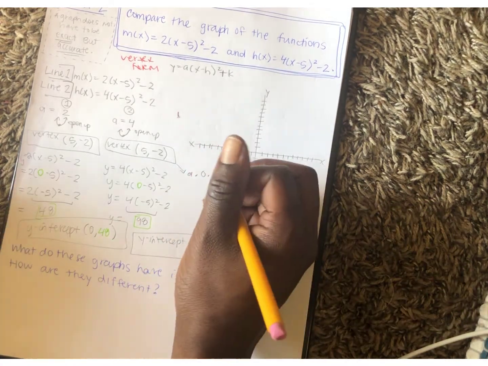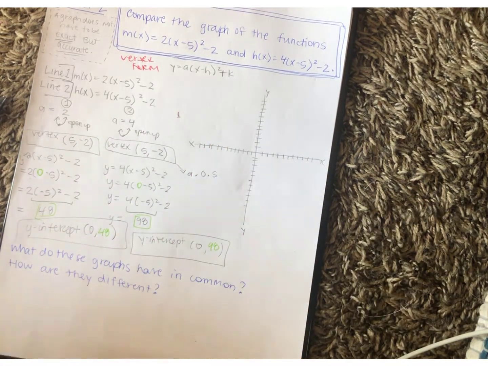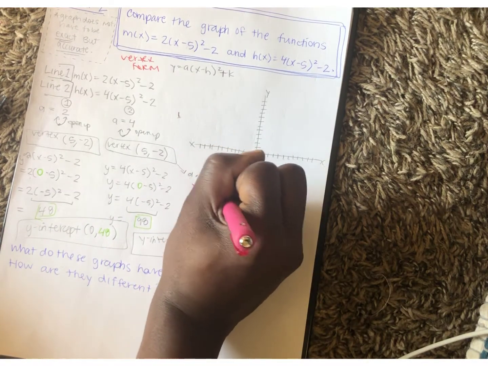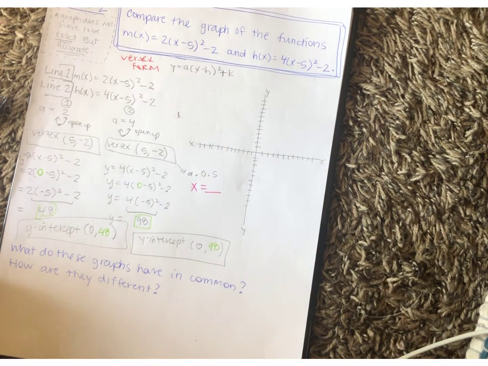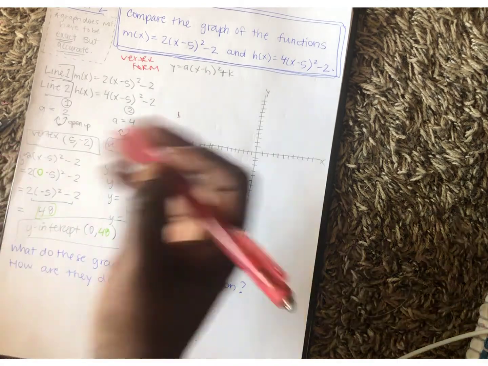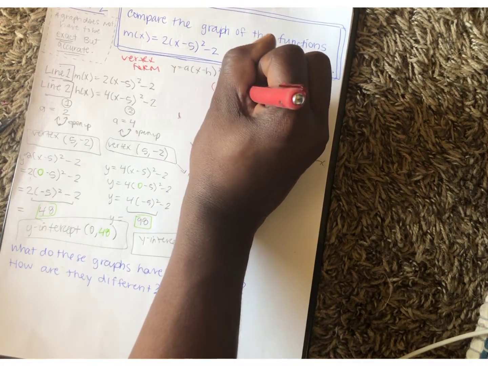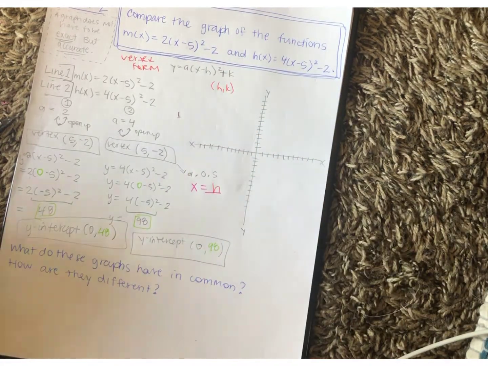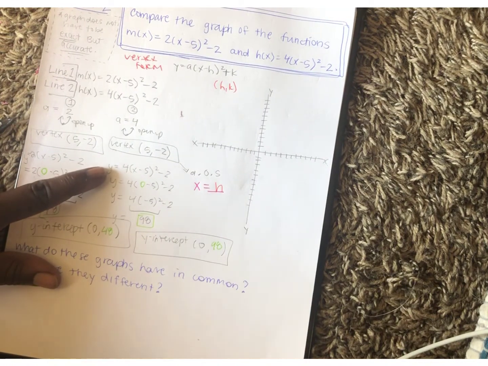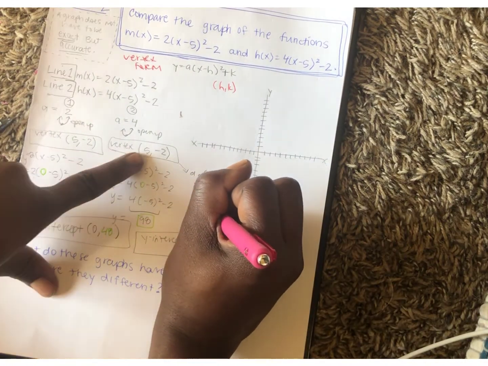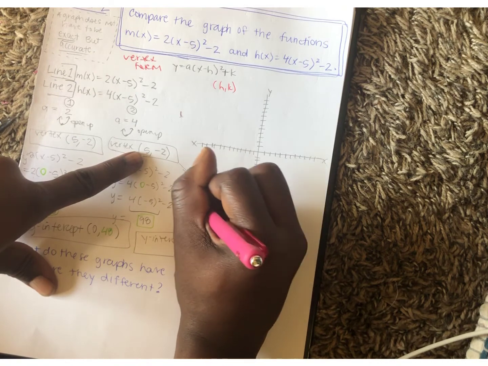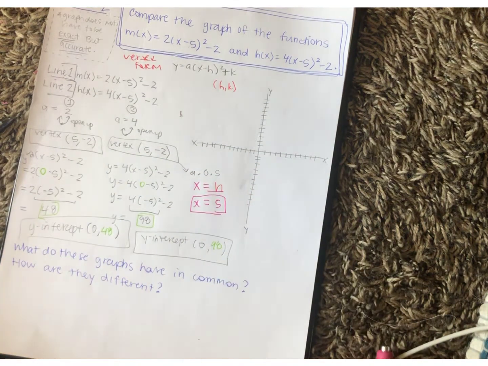Our axis of symmetry is an equation. So it starts off with x equals, and it's x equals the h value in our vertex. For our vertex (h, k), our x equals the h. So in our problem, our x is going to equal our h value, which is 5. So we're going to have an imaginary line that goes down 5.